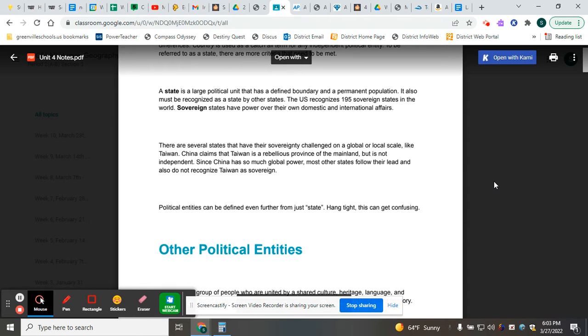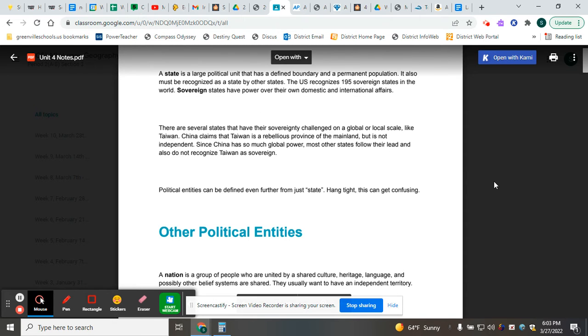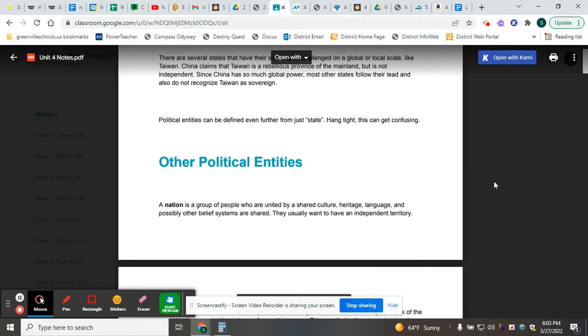arguably, China doesn't recognize Taiwan. A lot of other countries do not recognize Taiwan. So the question becomes, is Taiwan a state based on the definition? Just something to think about there.